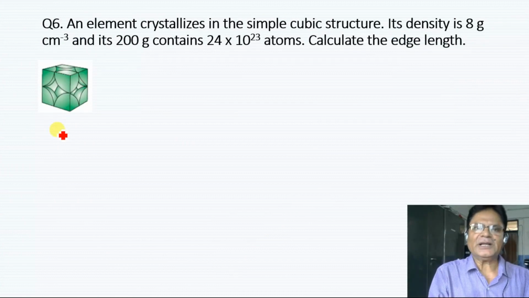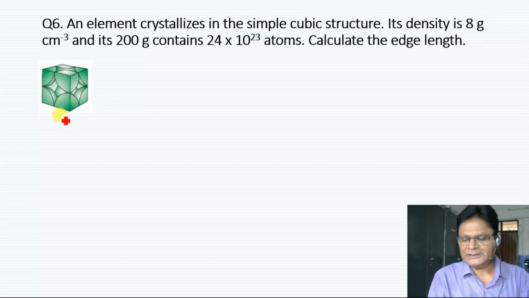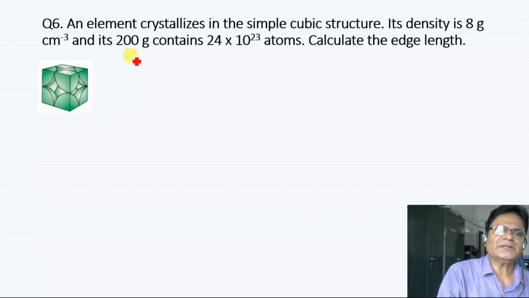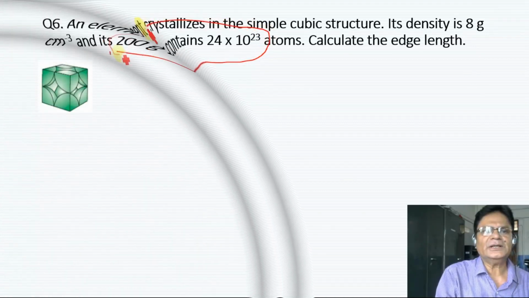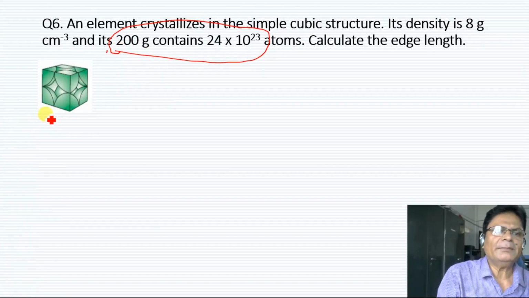Question number 6. An element crystallizes in simple cubic structure. Its density is 8 gram per centimeter cube and its 200 gram contains 24 into 10 to the power of 23 atoms. Calculate the edge length. This is a little bit tricky question here. The molar mass is not given directly. You are given the information that 200 gram of the element contains 24 into 10 to the power 23 atoms, right? So from this we will find out molar mass.